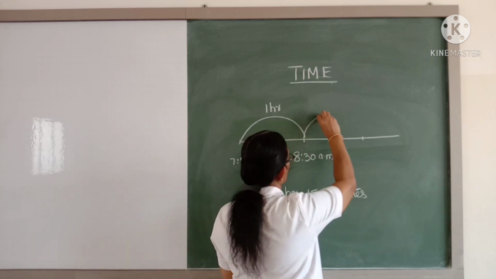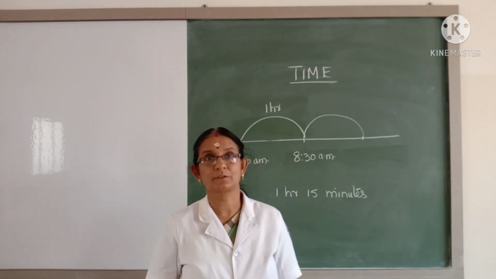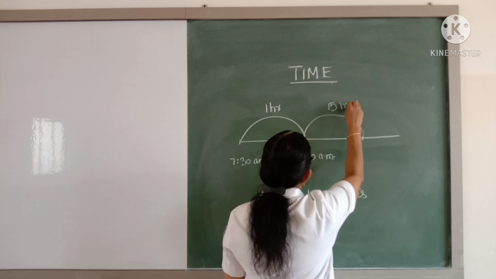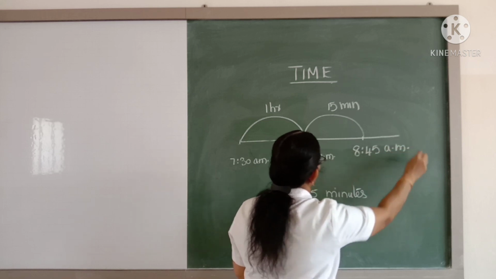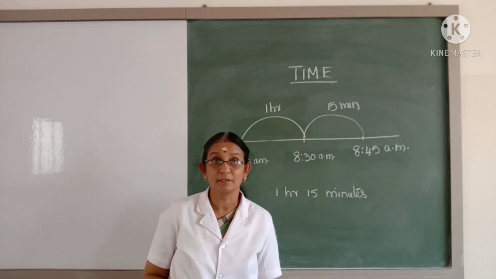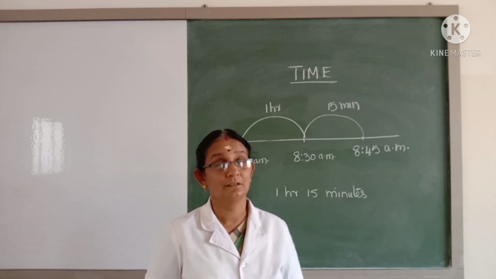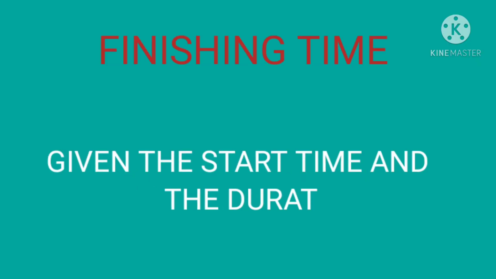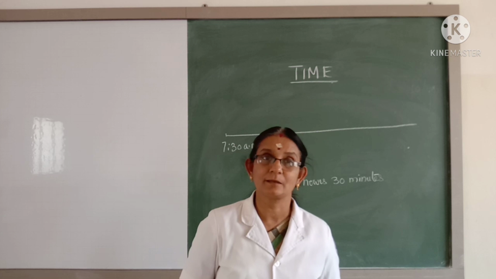So, from 8:30, 15 minutes. So, 30 minutes plus 15 minutes will give you 45 minutes. So, the time will be 8:45 a.m. So, the finishing time of my cooking is 8:45 a.m. Okay? So, children, this is the way we calculate the finishing time. So, given the start time and the duration of an activity, we can find the finishing time of the activity. Now, let us go for the next example, children.